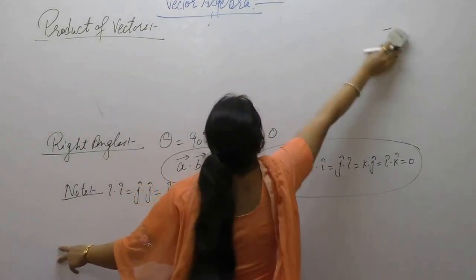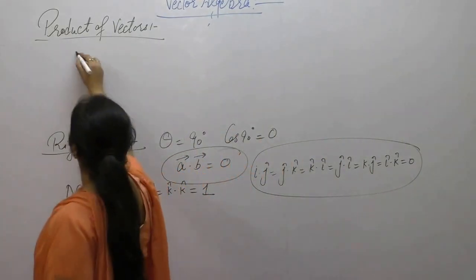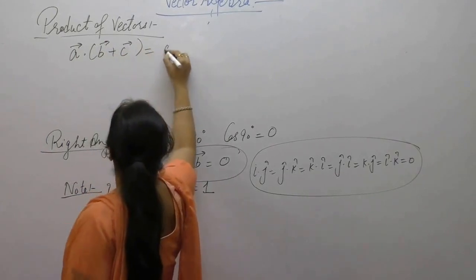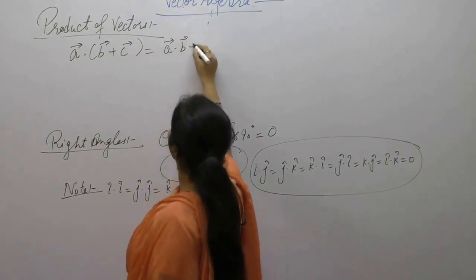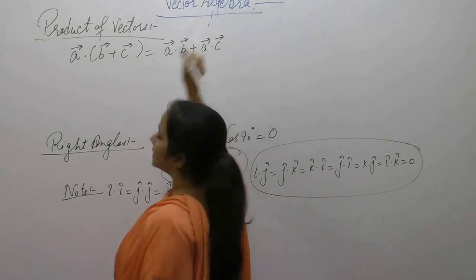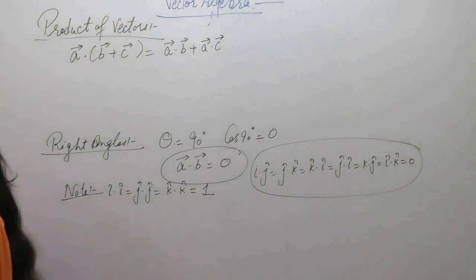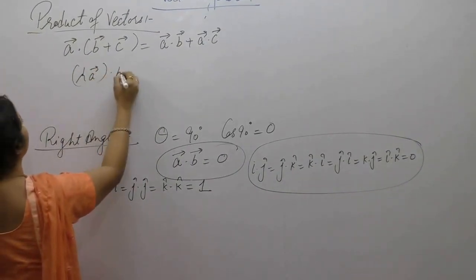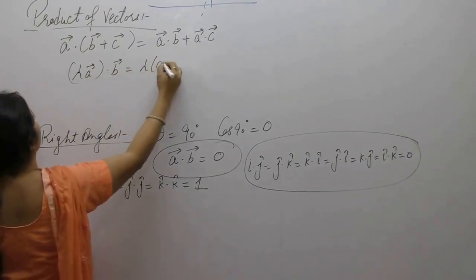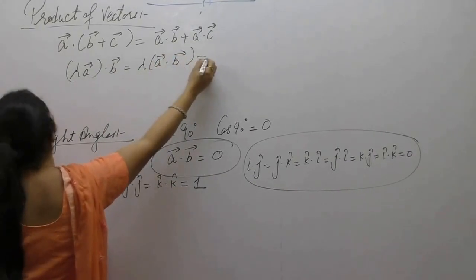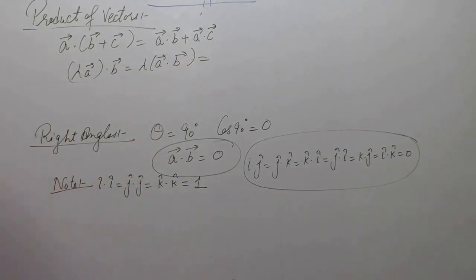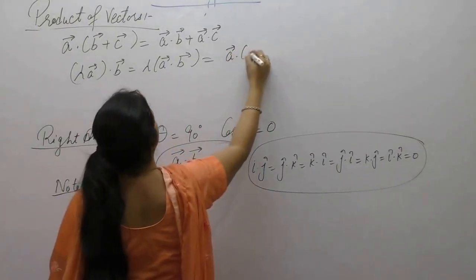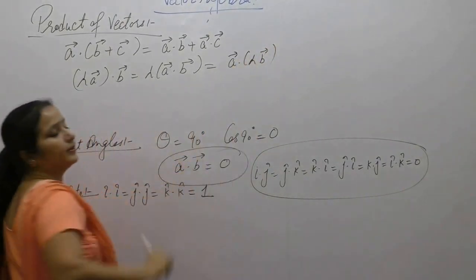If we see the properties of the scalar product, A vector dot B vector plus C vector is equal to A vector dot B vector plus A vector dot C vector. Lambda A vector dot B vector, or we can write it as A vector dot lambda B vector.